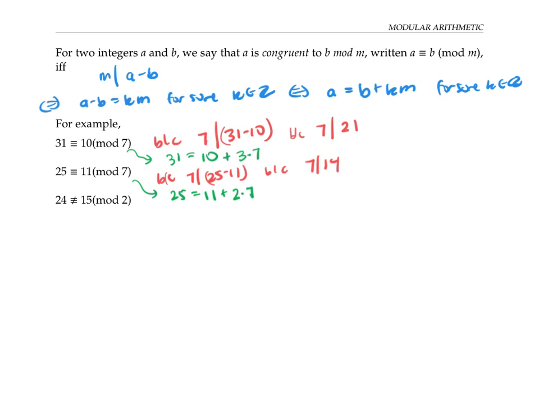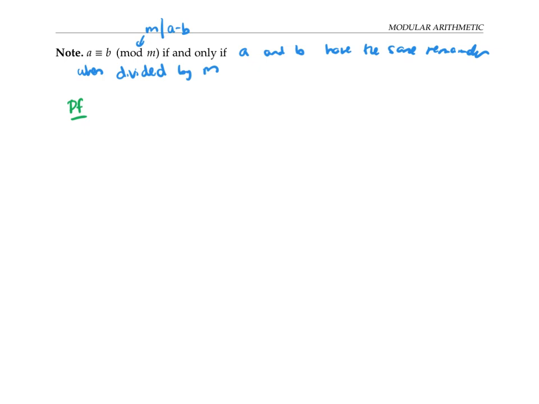However, 24 is not congruent to 15 mod 2 because 2 does not divide 24 minus 15. 24 minus 15 is 9. We defined a congruent to b mod m to mean that m divides a minus b. But there's another equivalent way of giving this condition. a is congruent to b mod m if and only if a and b have the same remainder when divided by m. Let's prove this fact.